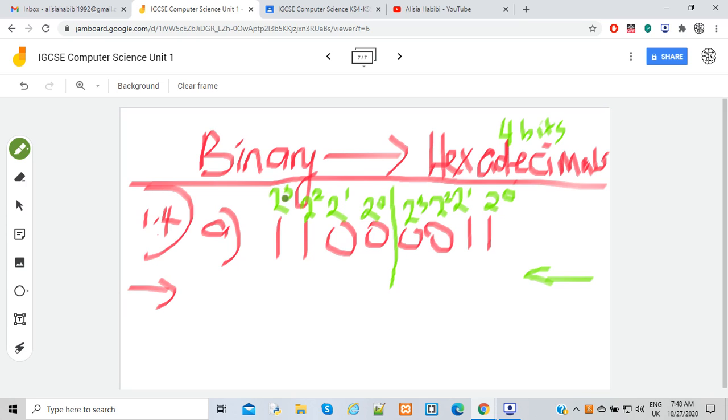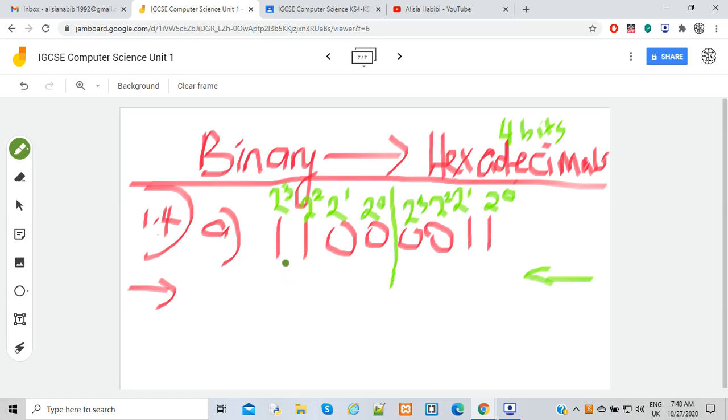Just because we had 3 4-bit groups that we split up, that's why we started from right to left, 2 to the power of 0 on top of the first group of 4 bits, 2 to the power of 1, 2 to the power of 2, 2 to the power of 3, and then we moved to the next group, which was again these 4 bits on the left side, and we did 2 to the power of 0, 1, 2, and 3. So the first step was to split this binary number into 4-bit groups and then indicate the powers of 2 on top of each bit individually.